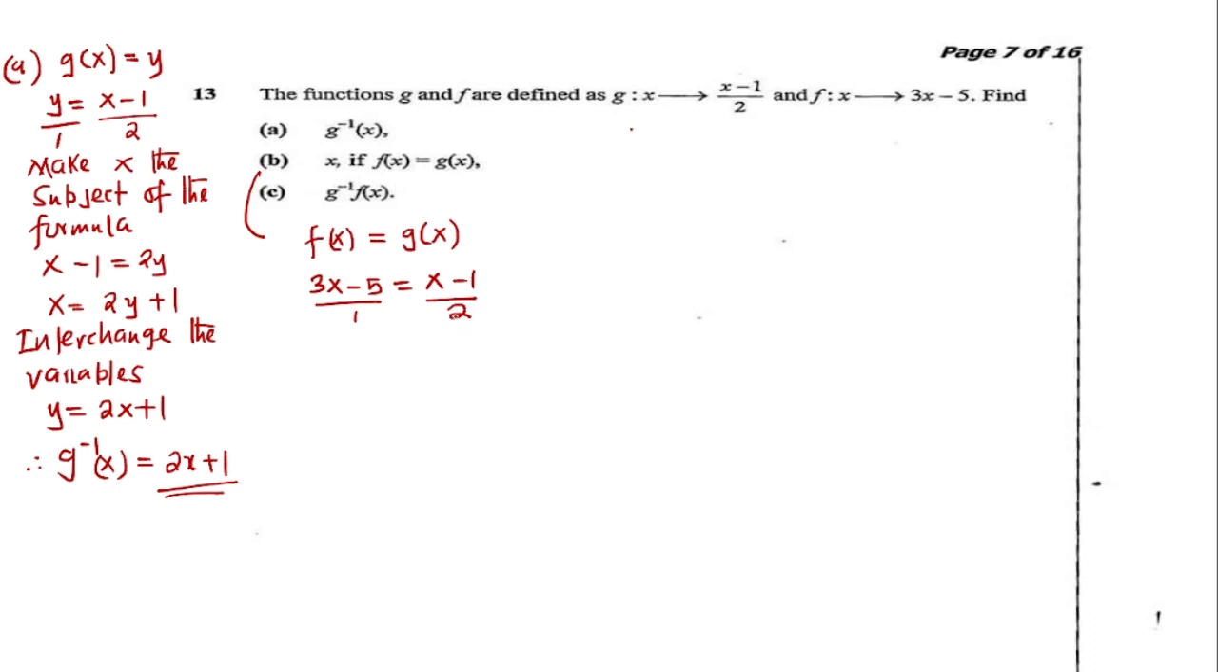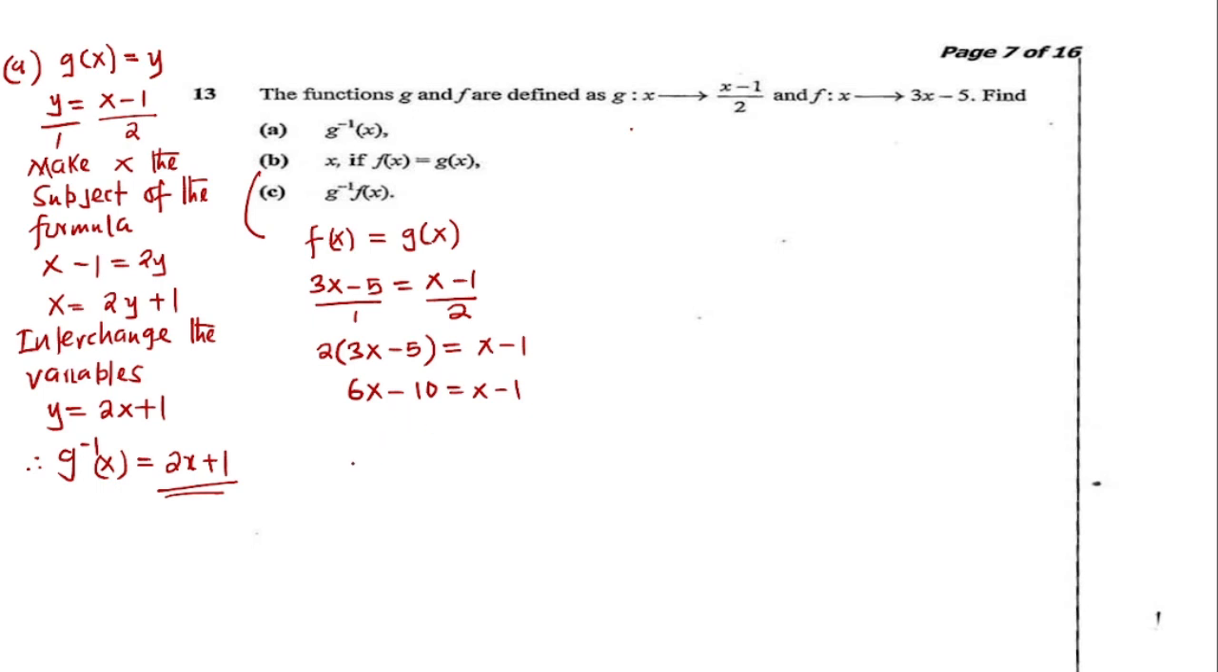So this 2 here is multiplying 3x minus 5. We are going to say 2 multiplies 3x minus 5, being equal to this 1 multiplying the x minus 1, which used to be x minus 1. So when the 2 multiplies the 3x, we're going to have 6x. Then 2 multiplies the negative 5, we're going to have negative 10, being equal to x minus 1.